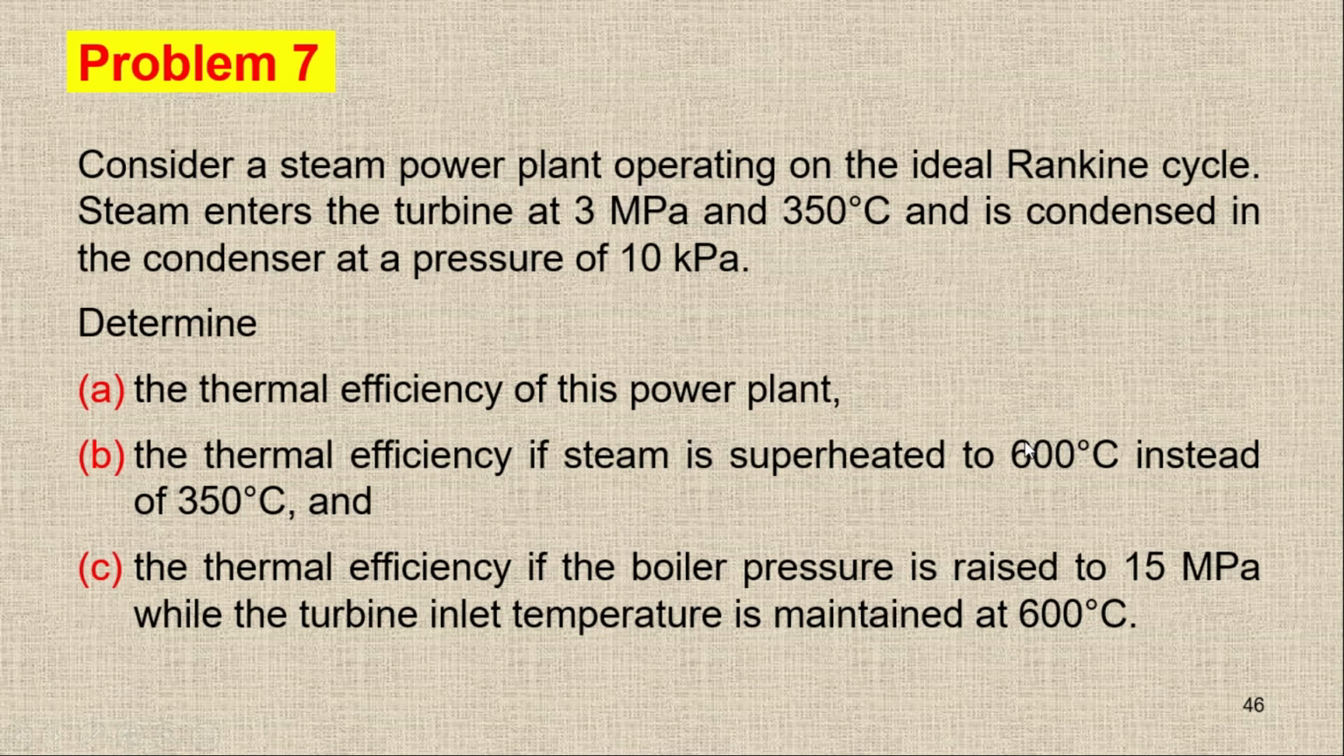So we know we have the efficiency of 26 percent if the condenser pressure is 75 kilopascal and the boiler pressure is 3 megapascal and turbine entry is at 3 megapascal and 350 degrees Celsius. Now for this case, when we have the 3 megapascal and 350 degrees Celsius and 10 kilopascal, we have to solve the Rankine cycle in the same way as we solved in the previous question.